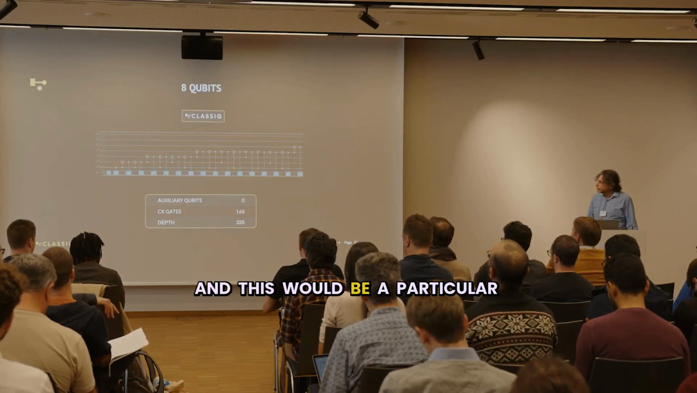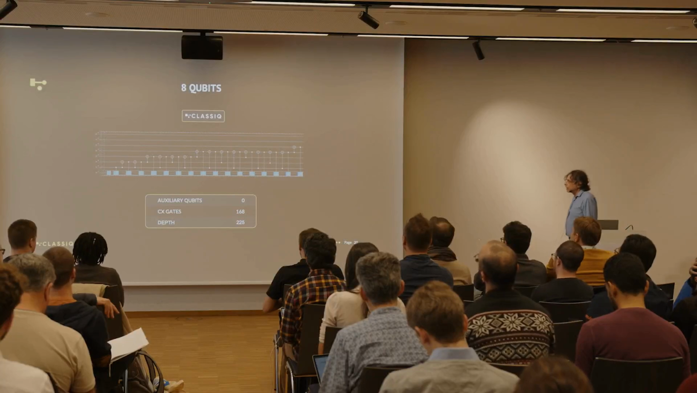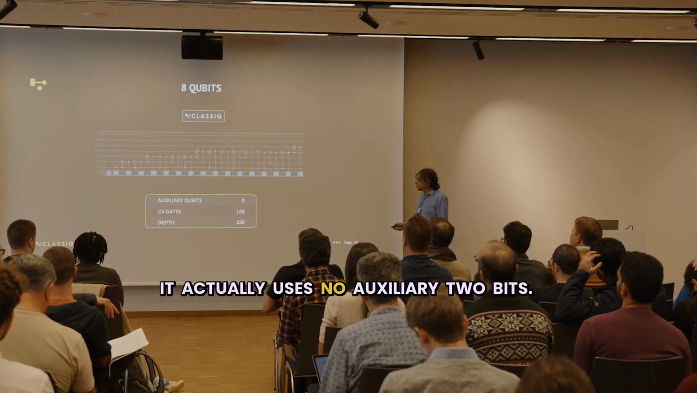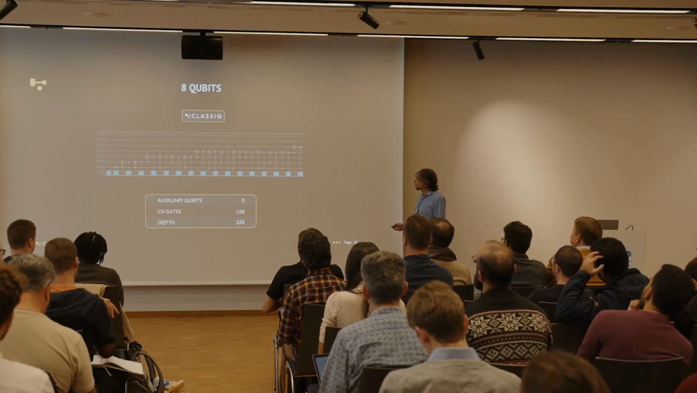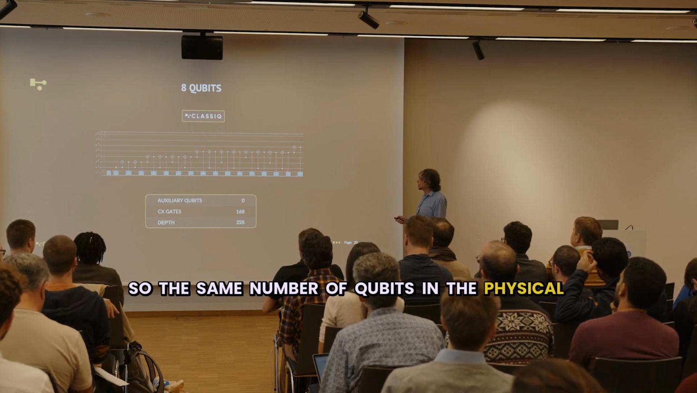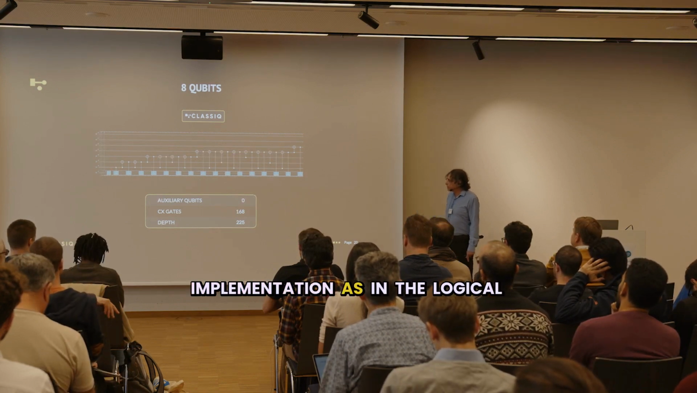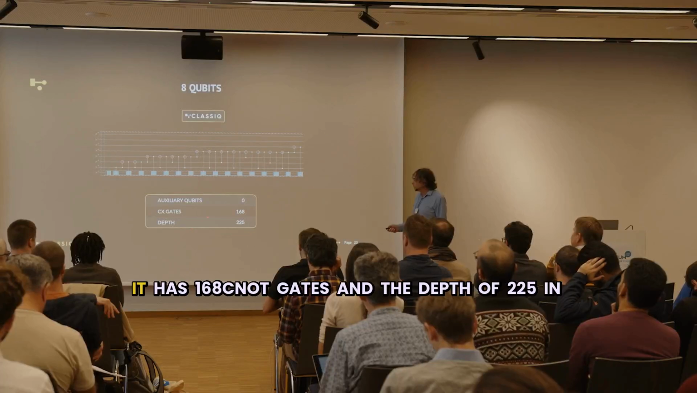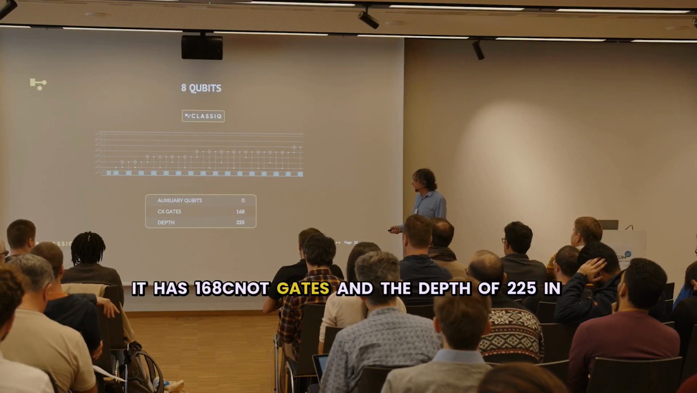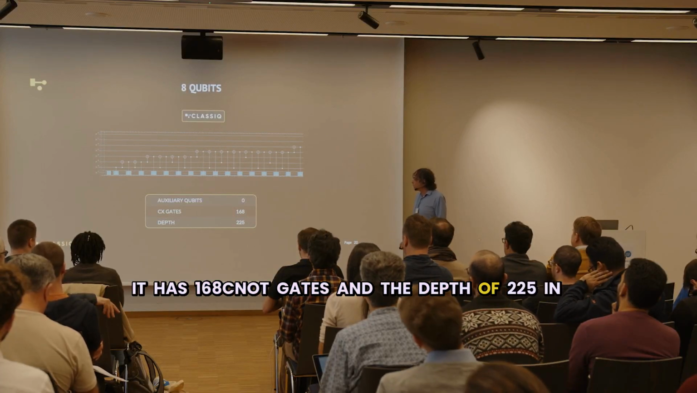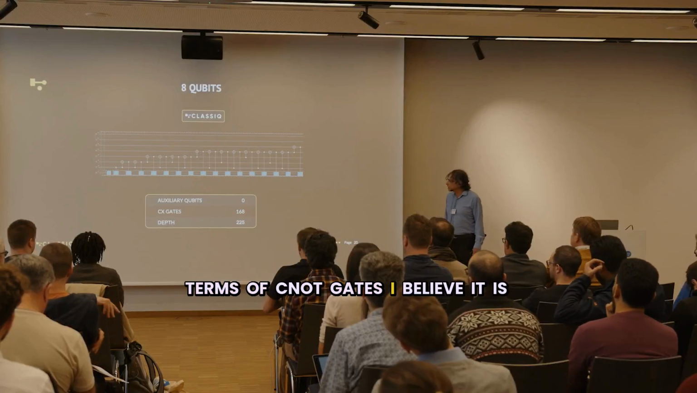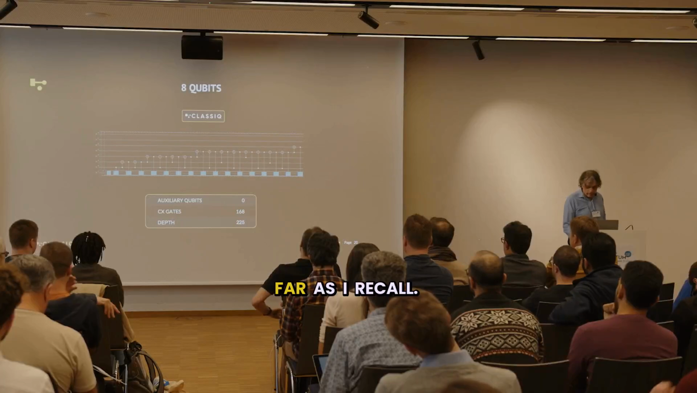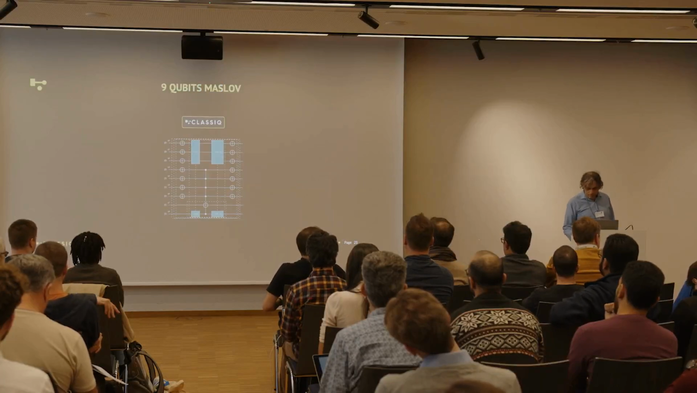And this would be a particular implementation of this function. It actually uses no auxiliary qubits. So the same number of qubits in the physical implementation as in the logical description is what the user wants. It has 168 CNOT gates and the depth of 225 in terms of CNOT gates. I believe it is optimized. You cannot do better, as far as I recall.